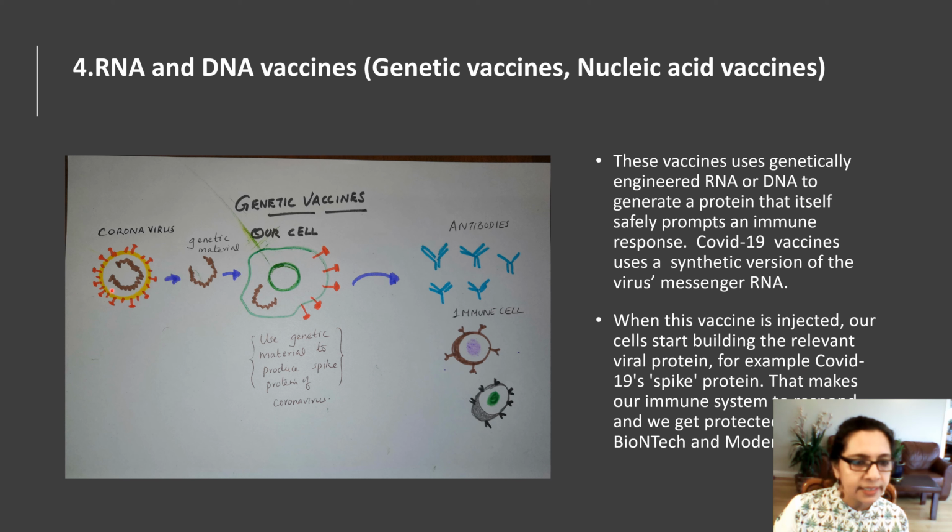So the coronavirus here, and the genetic material is separated and then injected into our cell by using a gene gun, or a carrier molecule is used here, and then the spike proteins are generated which will create an immune response by activating the immune cells and the antibodies.